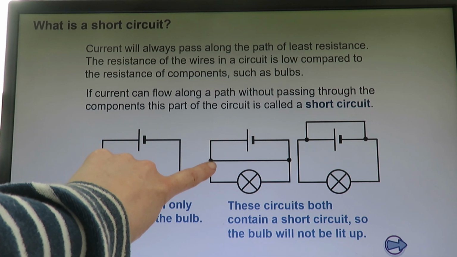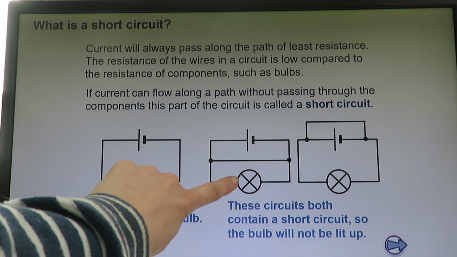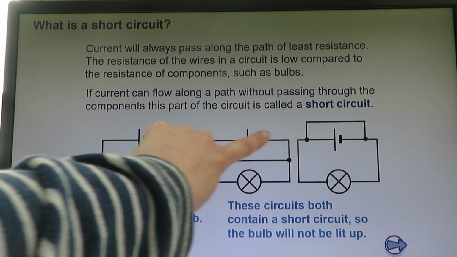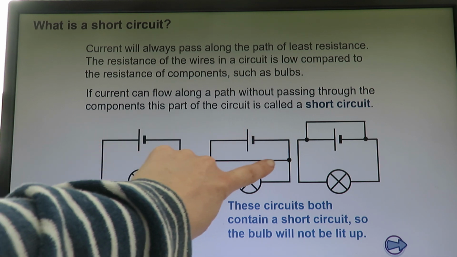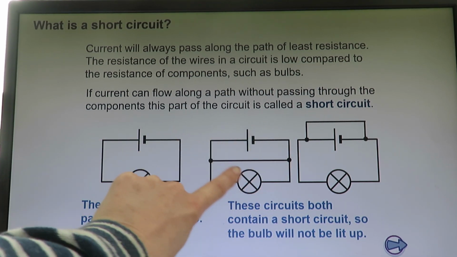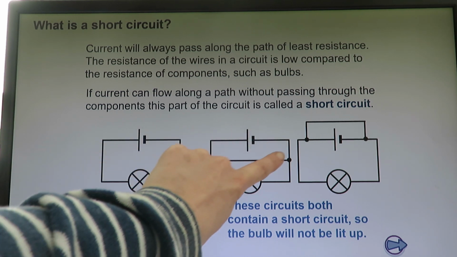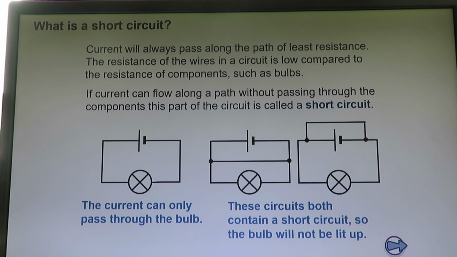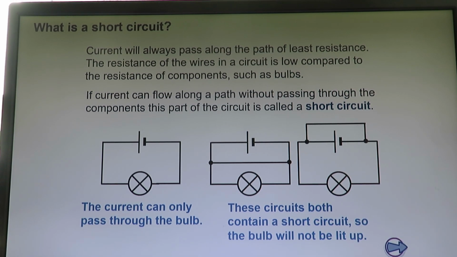Once it gets to here, it thinks, oh, I can't bother to go through the bulb because that involves me doing a bit of work. So I'm just going to go straight through that wire, and it will flow around. So electricity will flow around here, but the bulb will not light. This is called a short circuit, okay, because the current is flowing, but it's not going through the component, and they can actually be quite dangerous, so you need to be very, very careful with short circuits.